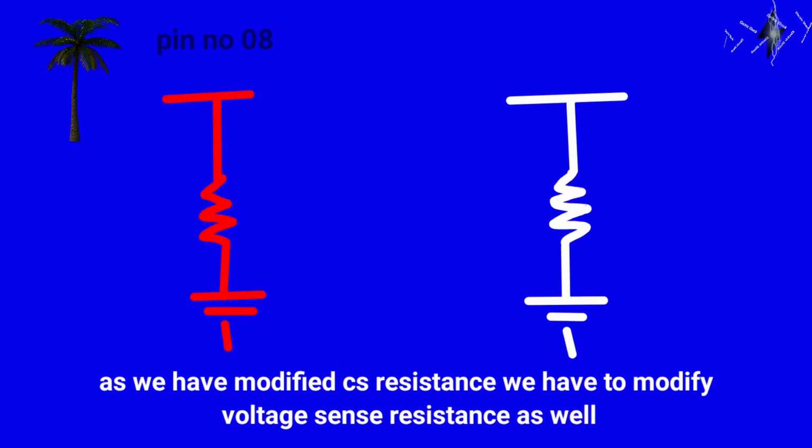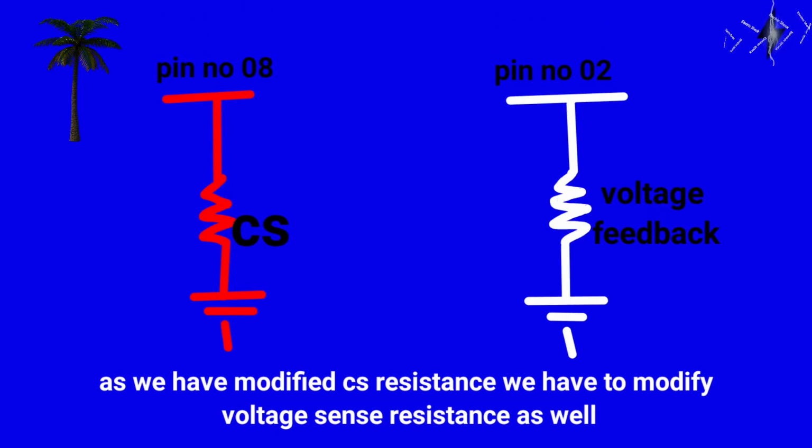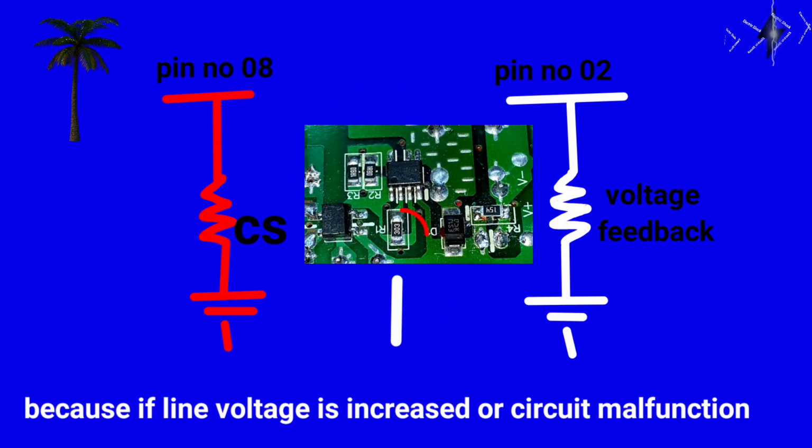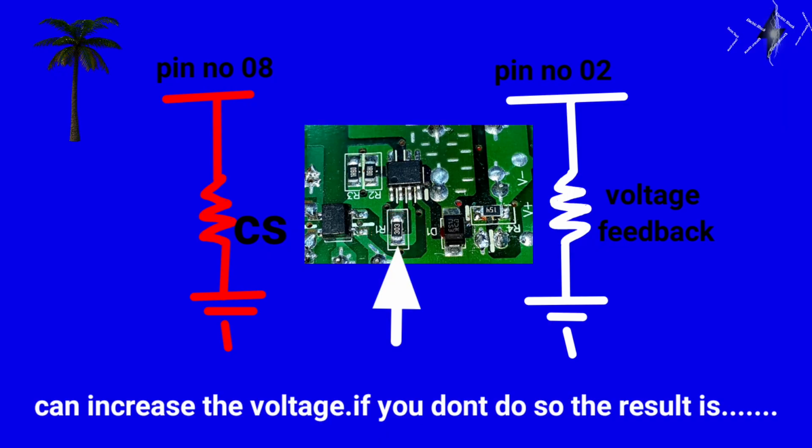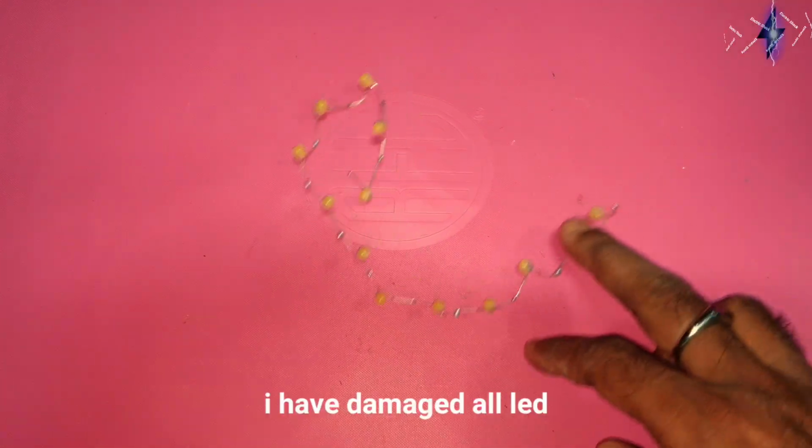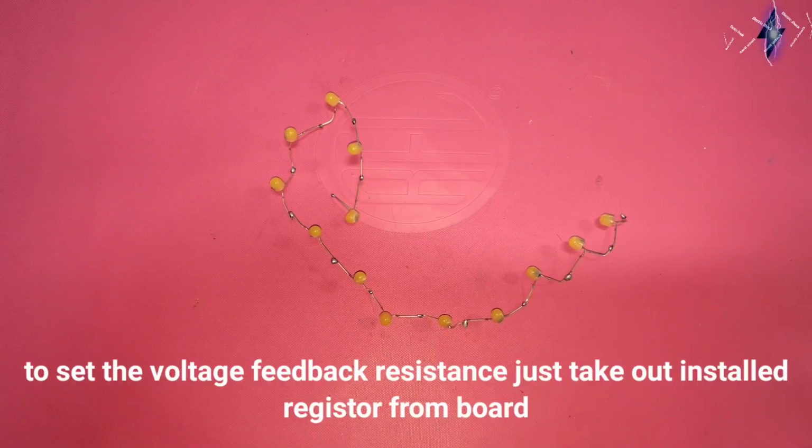As we have modified series resistance, we have to modify voltage resistance as well, because if line voltage increases or circuit malfunction can increase the voltage. So if you don't do so, the result is I have damaged all LED.